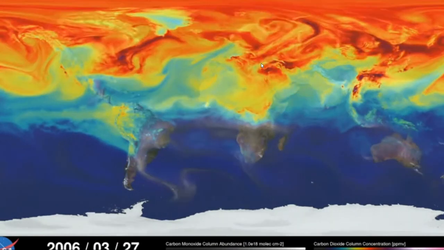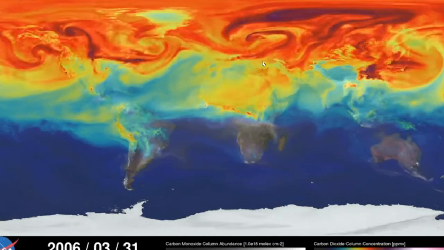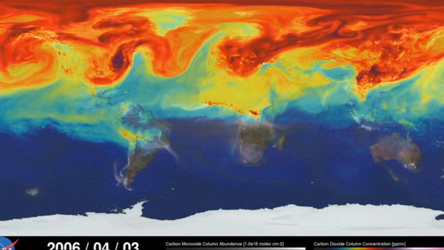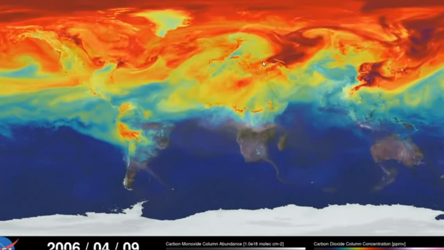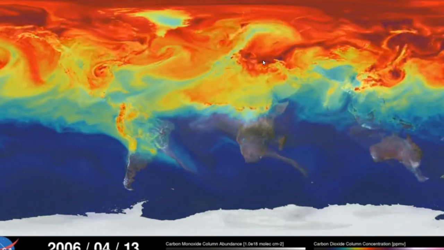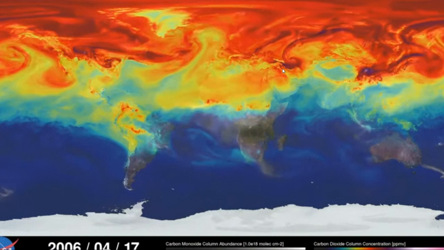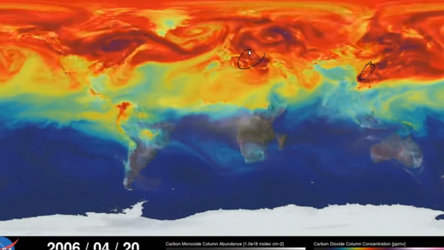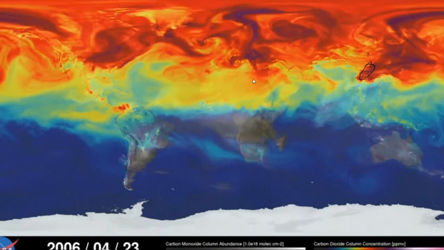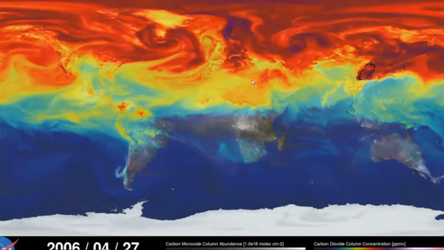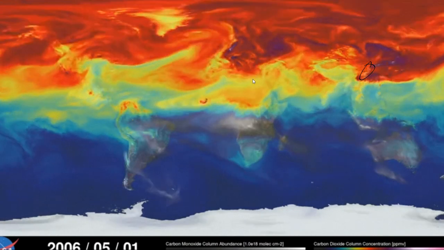The reason that I've got this playing is mostly to highlight a couple of things. One is the fact that our emissions are spreading across the entire globe, right? If we're burning coal, or if China's burning coal, or if Eastern Europe's burning coal, it's not just their air that's being affected, but everybody's.